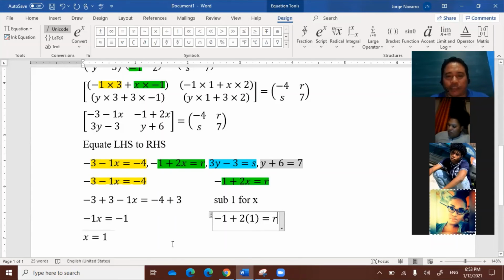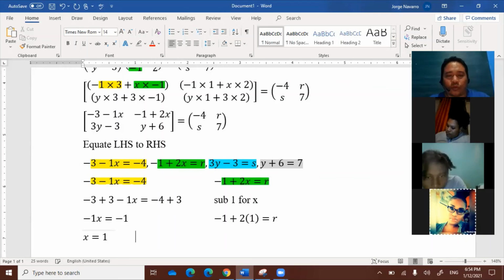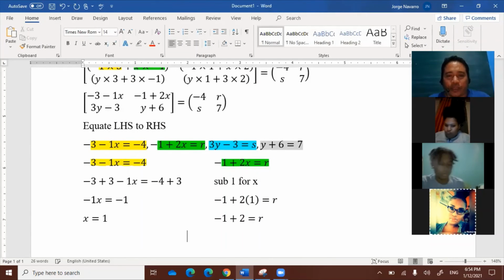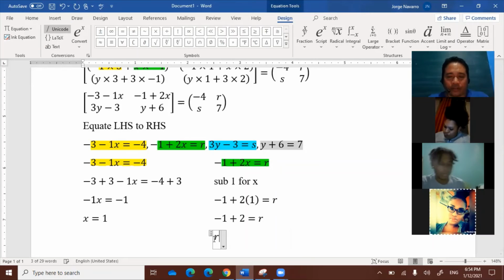Now you tell me something. What is 2 times 1? 2. So it's going to be plus 2 equals r. So what then is going to be the value of r? You are subtracting 1 from the 2. That's right. 2 minus 1 leaves me with 1. So I have the yellow one and I have the green one done.